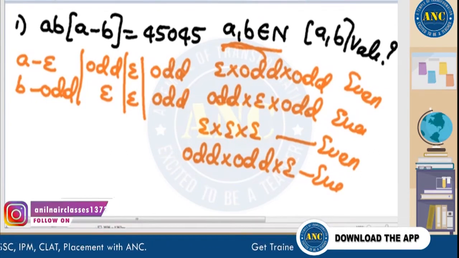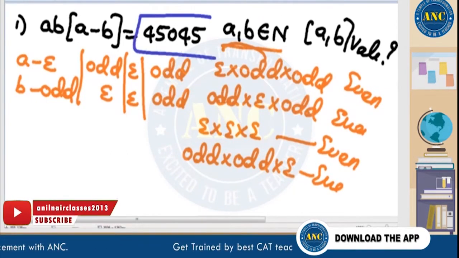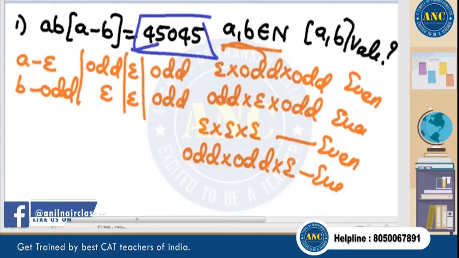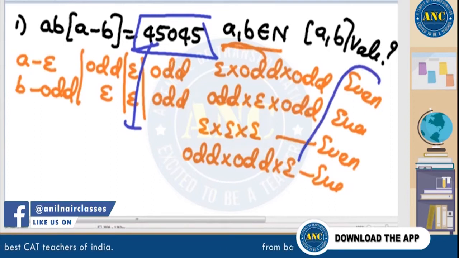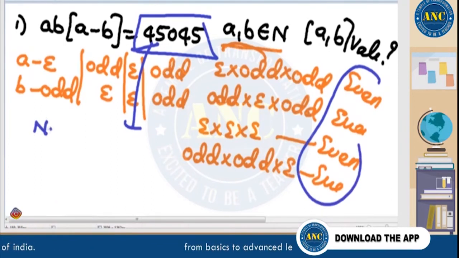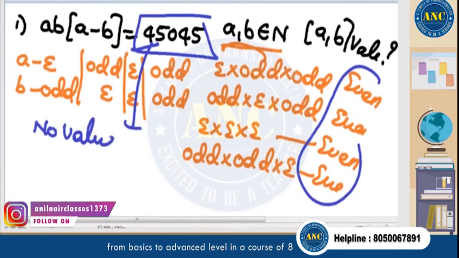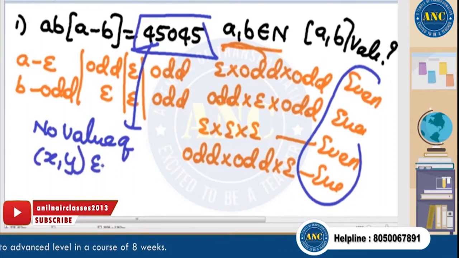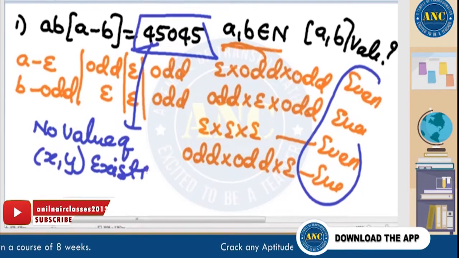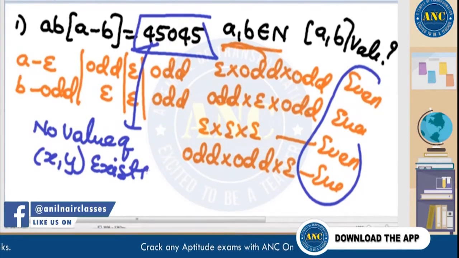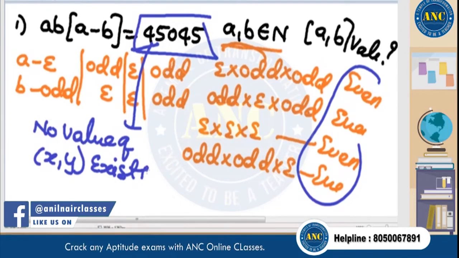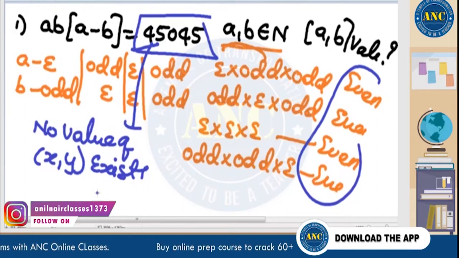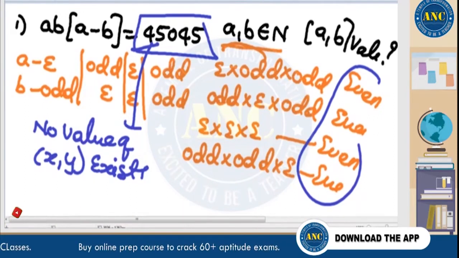The person who created this question did not even understand that silly thing, which students will identify. This is an odd number, but the right hand side is an even number. The answer is no value of x comma y exists. Please try to solve only quality questions in your coaching center. When you solve quality questions, your understanding of the concept will grow. No value of x comma y exists. First question, I hope it is clear.